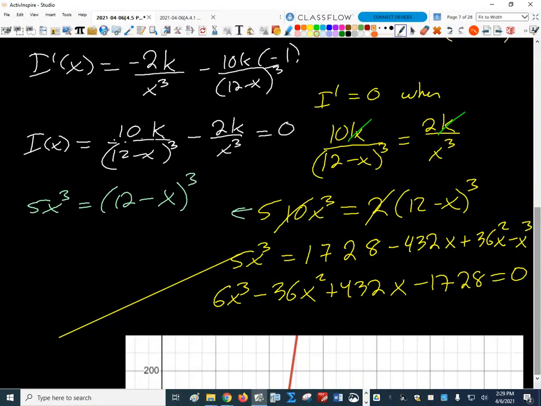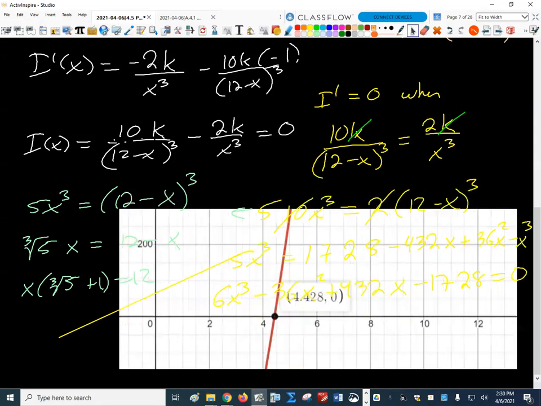Okay, so what do we get? If I cube root both sides, I'm going to get the cube root of 5 times x equals 12 minus x, right? Well, if I solve this for x, I'm going to add this x term to the other side, so I'm going to get x times the quantity cube root of 5 plus 1 equals 12. And what do you suppose 12 divided by the quantity cube root of 5 plus 1 is? I'm betting that it's about 4.428.